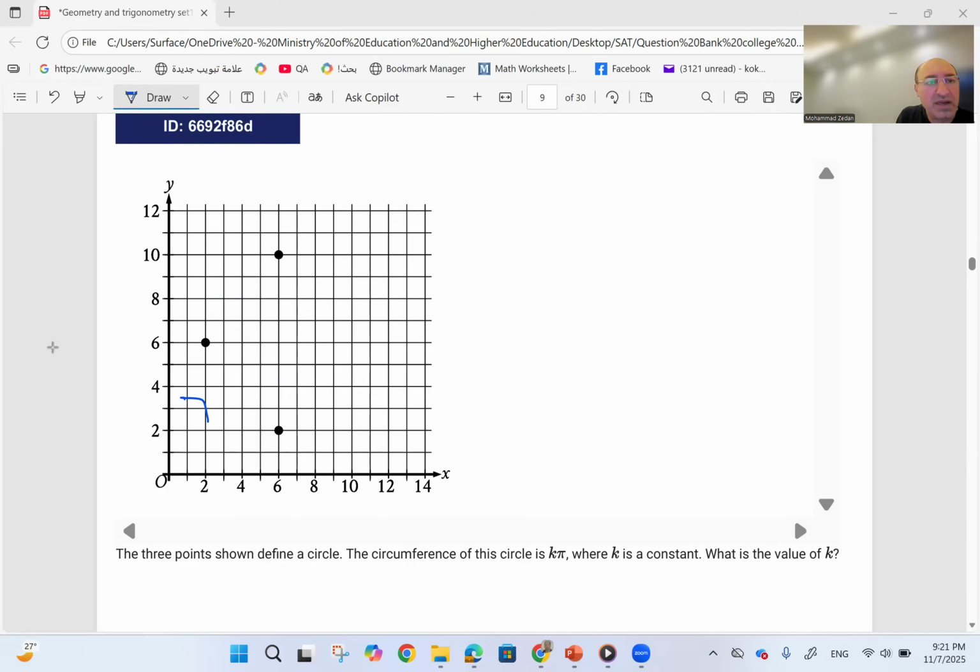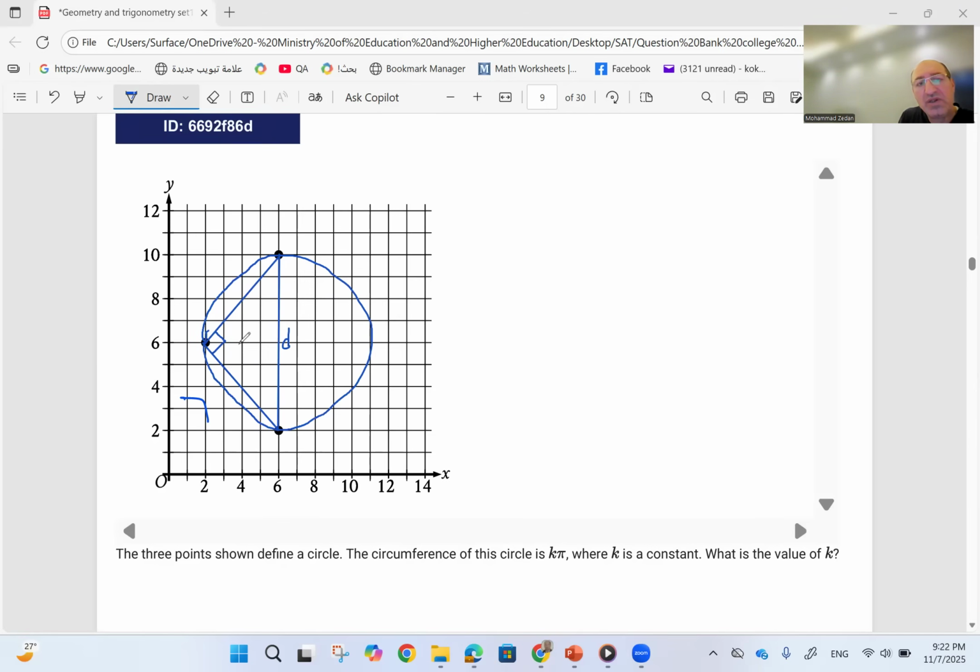Let me show you something. This side, this side, and this side, as you see here, form a right triangle. This side is really the hypotenuse of the right triangle, so it represents the diameter of the circle. So the circle is drawn like this.